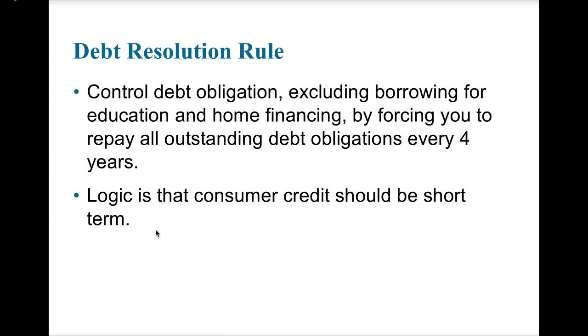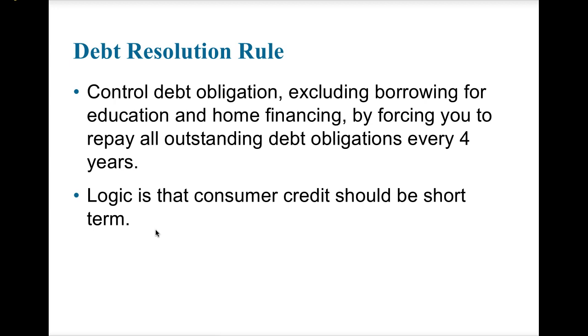Now, we talk about this debt resolution rule. This rule is used by financial planners to help control debt obligations, excluding borrowing associated with education and home financing. Typically, you don't want to look at education and home financing, as they are just too necessary borrowing. Once we exclude those, we're going to force you to repay all your outstanding debt obligations every 4 years. The logic behind this rule is that consumer debt should usually be short-term in nature and not last over 4 years. So ultimately, it's easier to manage your credit card debt if you think about it in this more short-term idea.